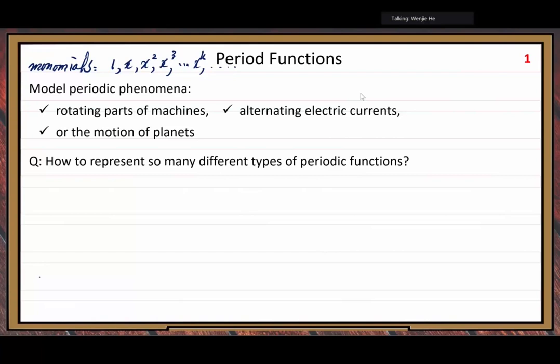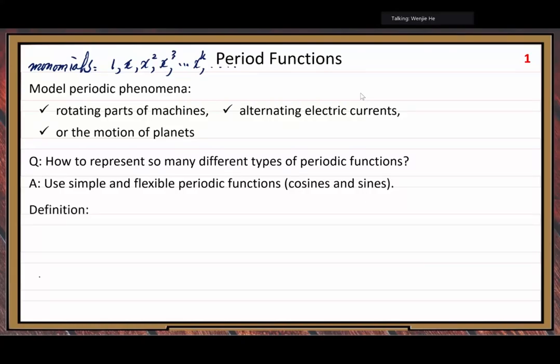So we want to use suitable representation functions, natural periodic functions, to model periodic objects. Simple, flexible sine and cosine are the best candidates. Sine function, cosine function: periodic, simple, nice shape, to model the periodic objects. All right. Definition. So what's the definition of a periodic function?